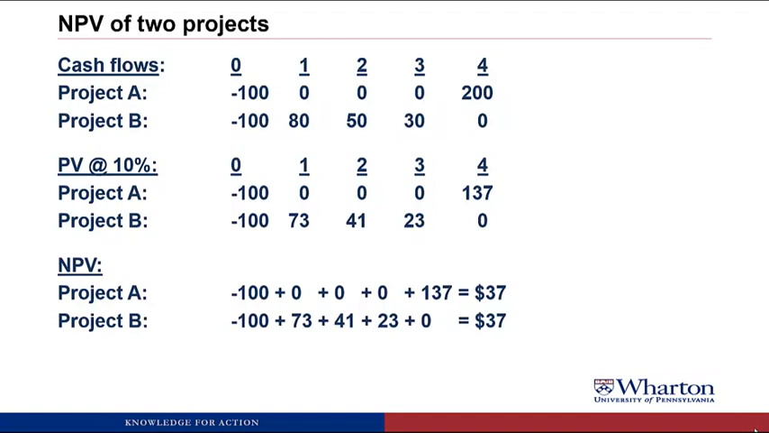For project B, we pay $100 out today. Then we get $73, $41, and $23 in the next 3 years. Now, of course, we're really getting 80, 50, and 30 in those future dollars, but the equivalent value of them today, the present value today, is 73, 41, and 23. And lo and behold, it comes up with the same net present value of 37.